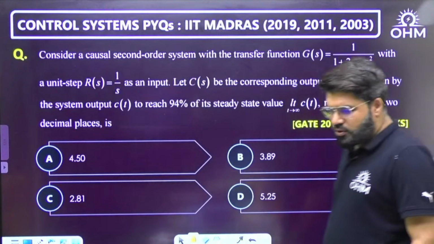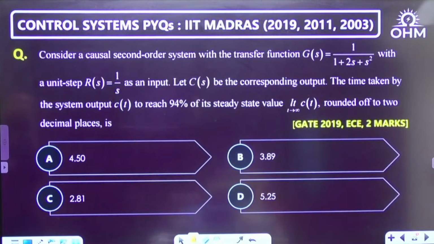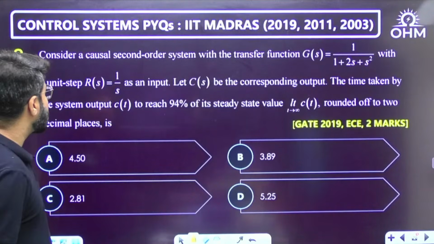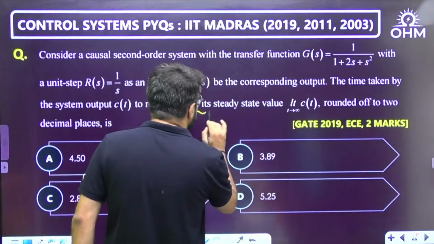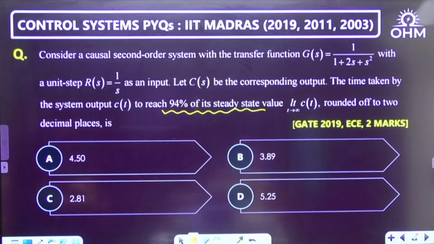GATE 2019 EC, 2 marks question. Consider a causal second order system with the transfer function 1 upon 1 plus 2s plus s square, with the step response, R(s) equal to 1 by s as input. Let C(s) be the corresponding output. The time taken by the system to reach 94%, not like 95 or 98%, so it's not a proper settling time question, 94% of the steady state value.